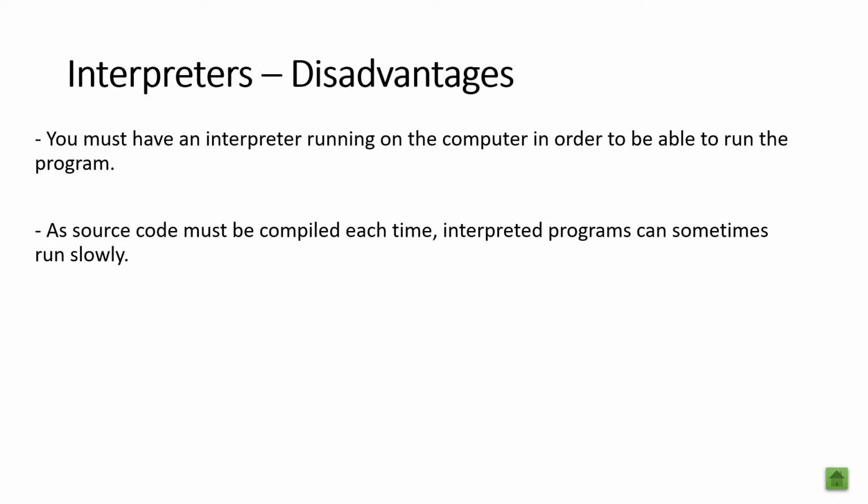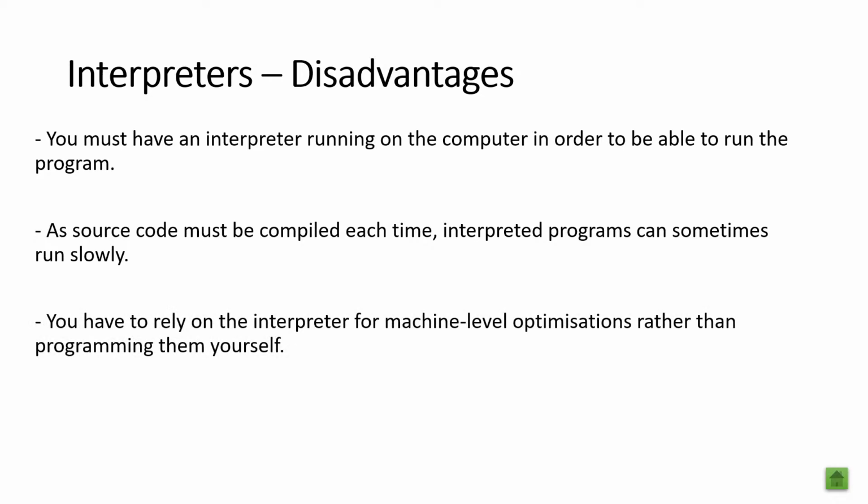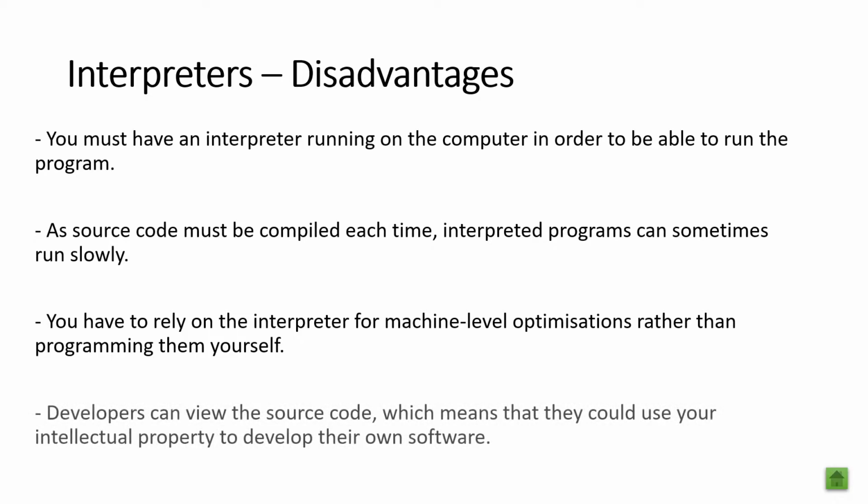As source code must be interpreted each time, programs can sometimes run slowly. You have to rely on the interpreter to actually optimize the code rather than the programmer itself. So that's why people choose different integrated development environments, IDEs. They choose different ones like Visual Studio Code, Eclipse, NetBeans, for example, because they have different levels of optimization. Developers can view the source code, which means your intellectual property is gone. Gone.